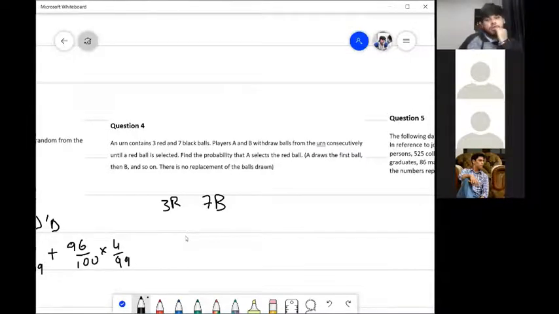Okay, so what's tricky in this question is that first A selects, then B, then A again, then B. And we need to find the probability that it's a red one. So can anyone tell me the number of cases that we're going to have? Because it's not a simple question. Of course, this will have a bit of working to it, and there's no replacement.